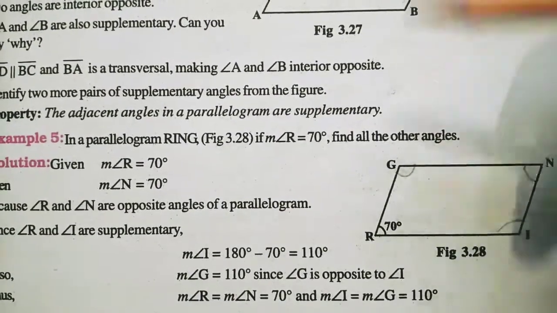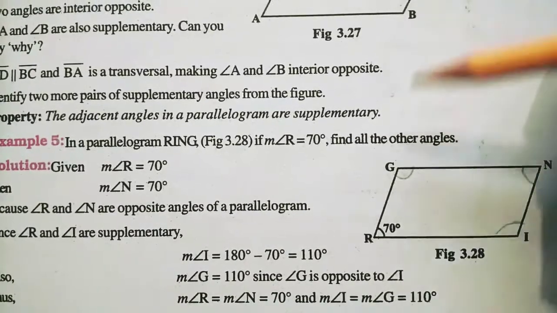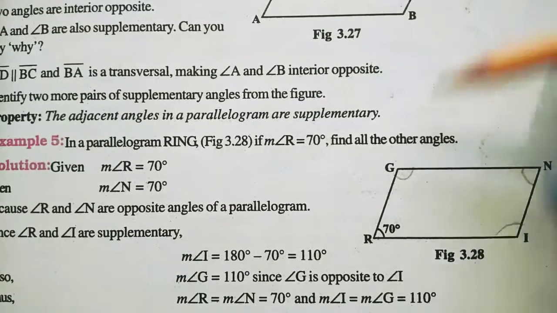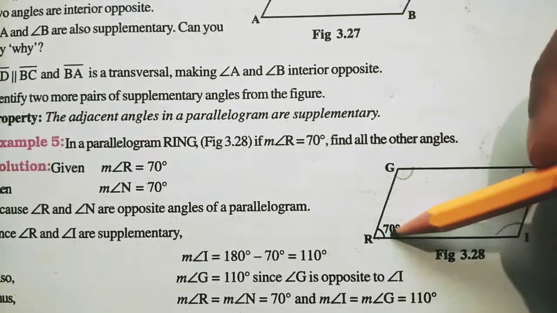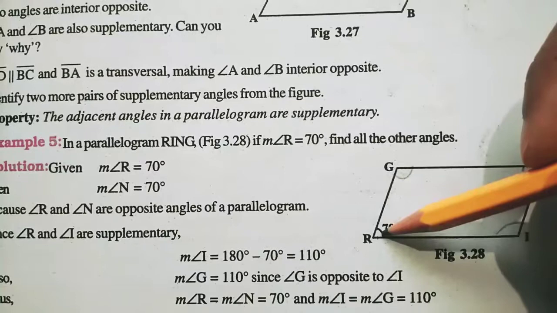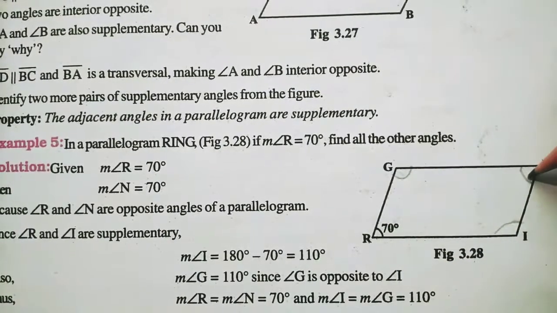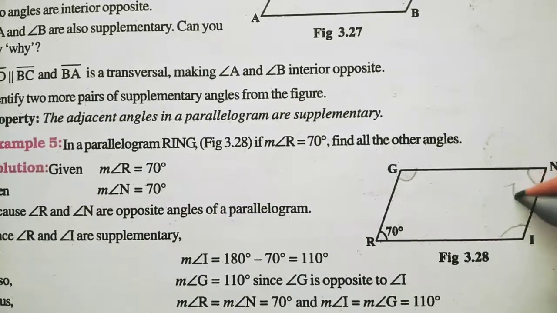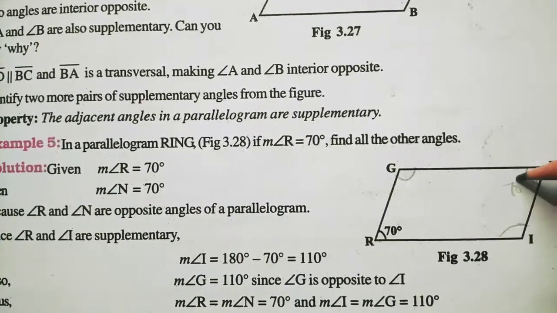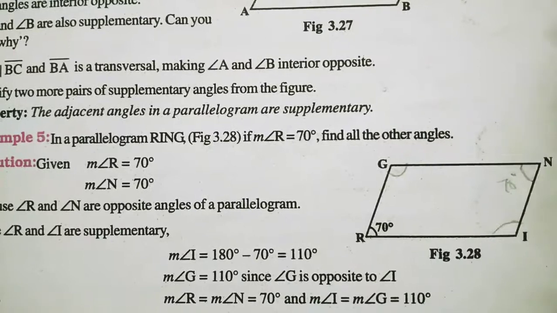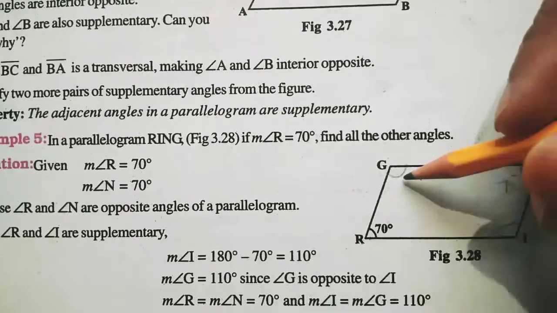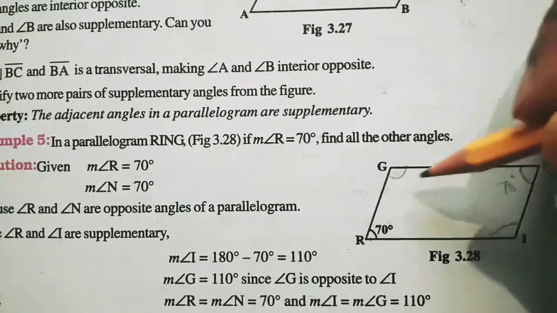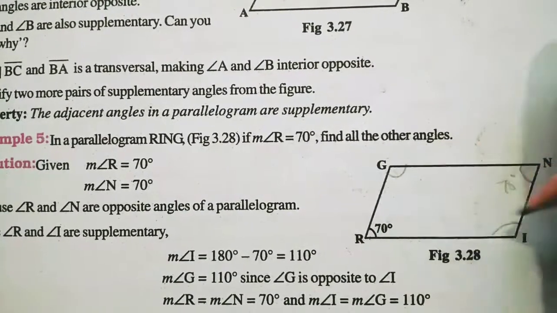First property we'll apply, which you have learned in the previous video, that opposite angles of a parallelogram are equal to each other. So here angle R is 70 degree. So what is the opposite angle of R? Opposite angle of R is angle N. So it will be also 70 degree. That means angle N is also 70 degree because opposite angles are equal. Now we'll find angle G or angle I. If we find any one angle, then we'll get the other angle also because both are equal.